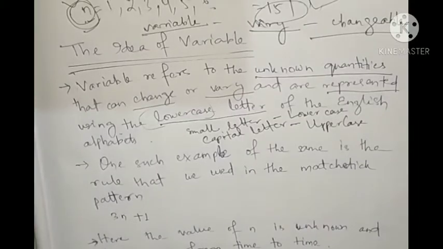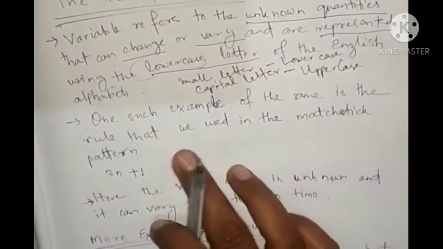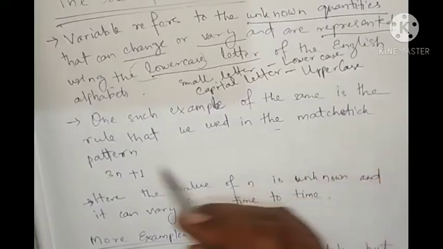All the alphabets are in small letter. One such example of the same is the rule that we used in the matchstick pattern.